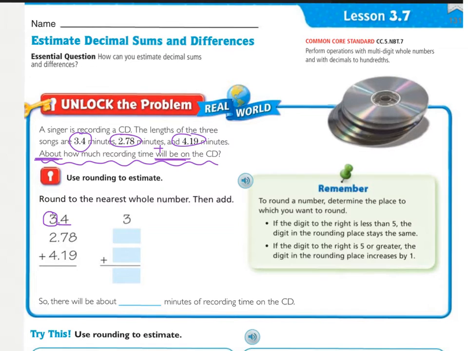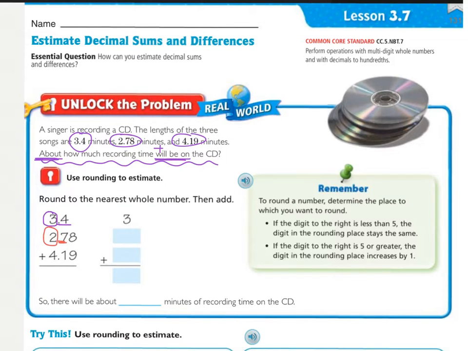Now, if the digit to the right is less than 5, your circled number stays the same. If your underlined digit is 5 or greater, then your circled digit is going to increase by 1. And that's what this box over here tells you. So 4 is less than 5, so that's how they got the 3 here. It stayed the same.